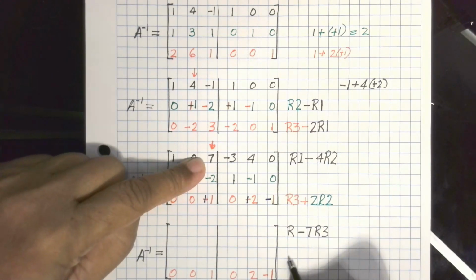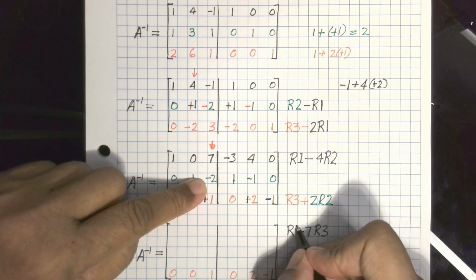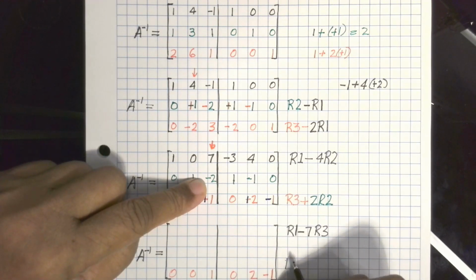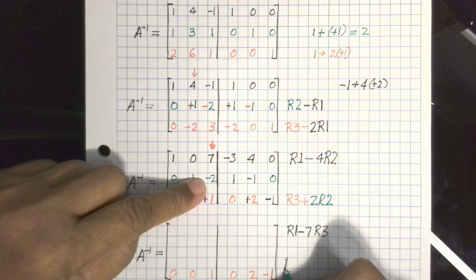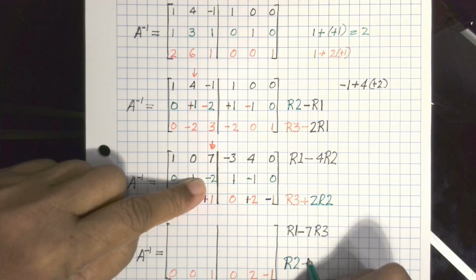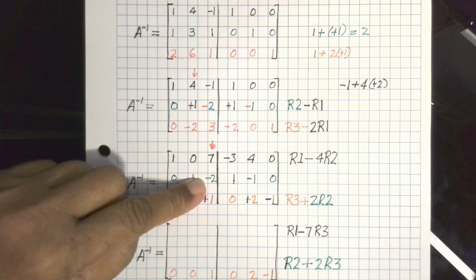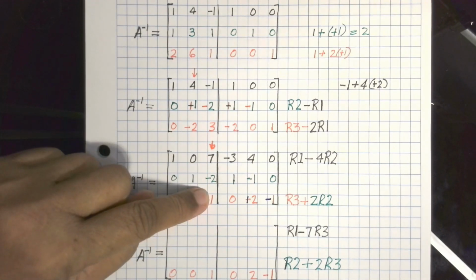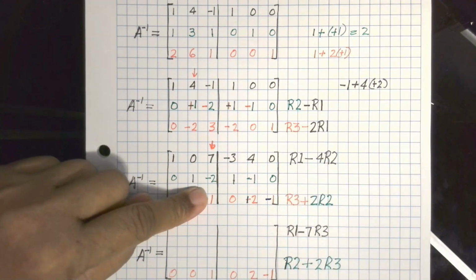Right, and for row 2, we want to change that to 0. So we're going to take row 2, this is row 1, change the color here, row 2 plus 2R3. Okay, so that's the method that we're going to use to change this, and this is the last one that we're going to change, and then this side becomes the inverse.